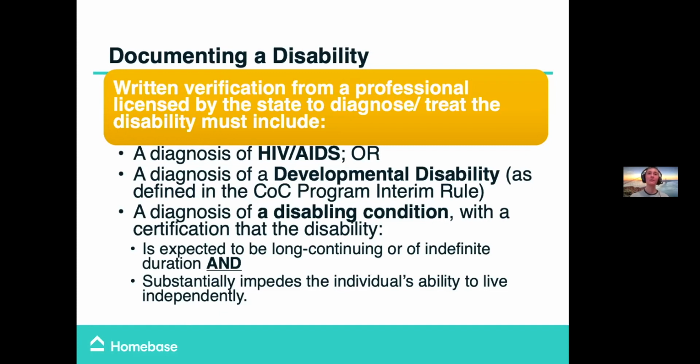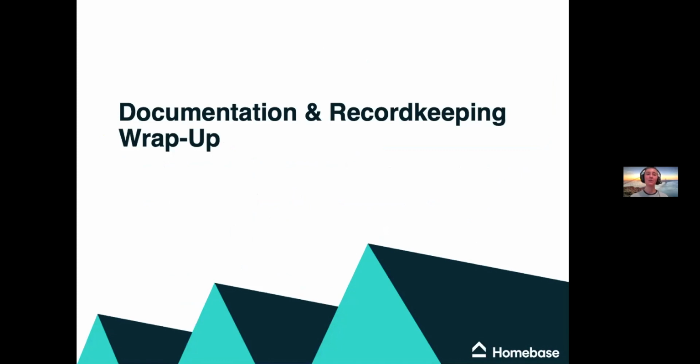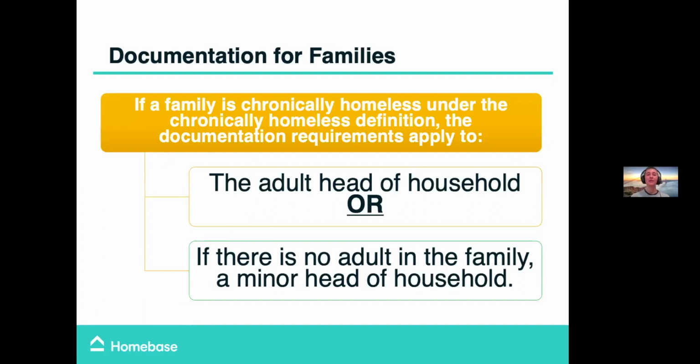That is what we have for the actual documentation requirements proper. So going on to the next section, the next slide just has some notes about documenting chronic homelessness for families. As Nicole mentioned, you're going to document chronic homelessness for the head of household. It's the adult head of household, or if there's no adult in the family, there can be a minor head of household. Next slide.